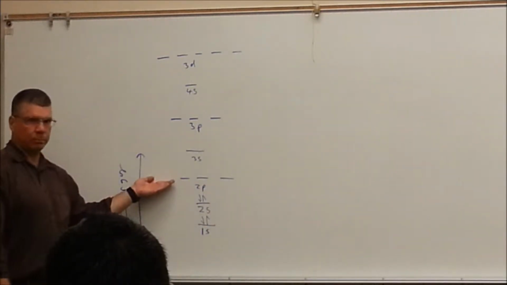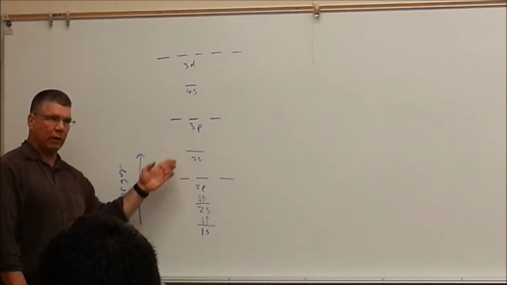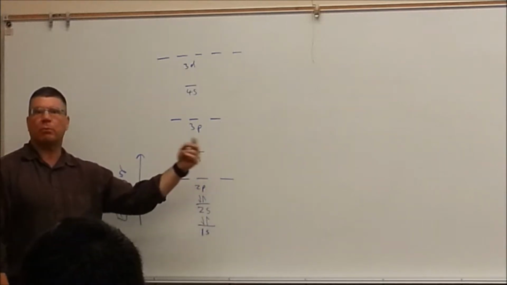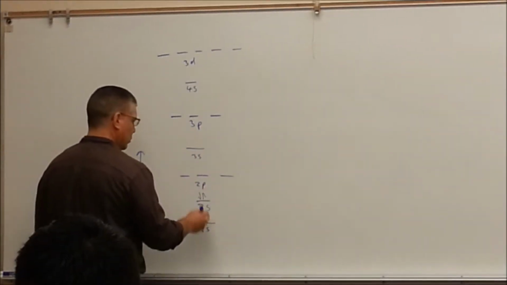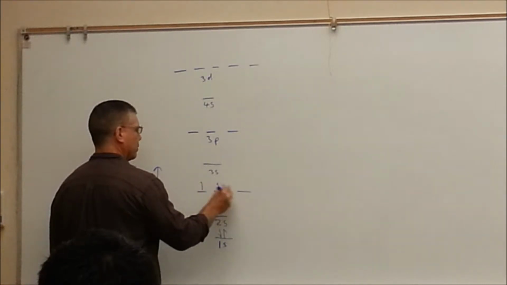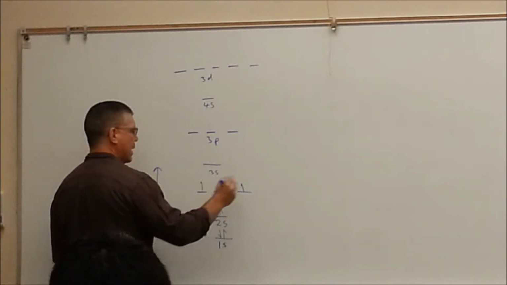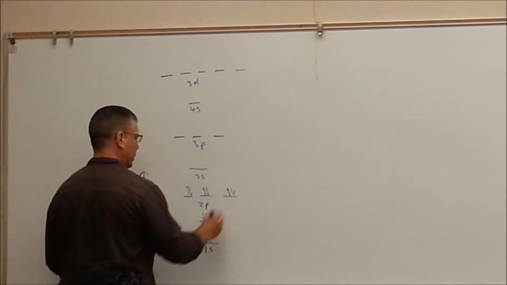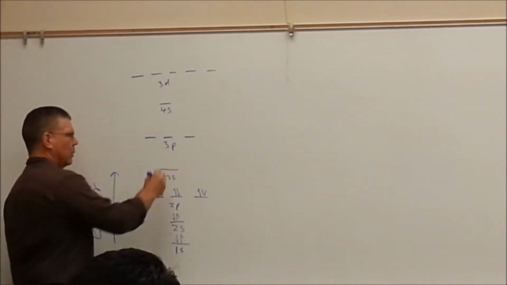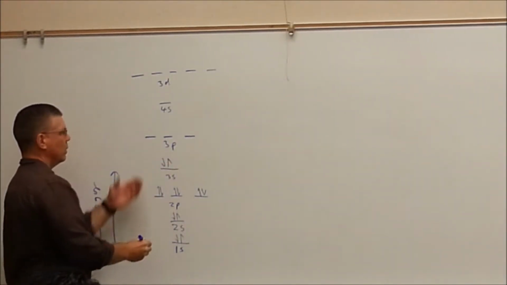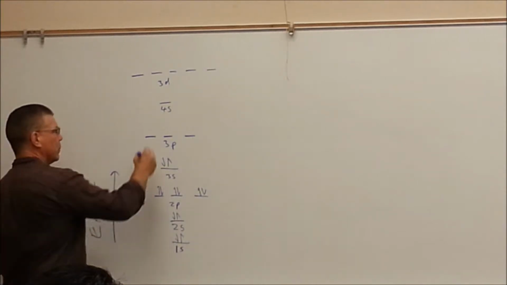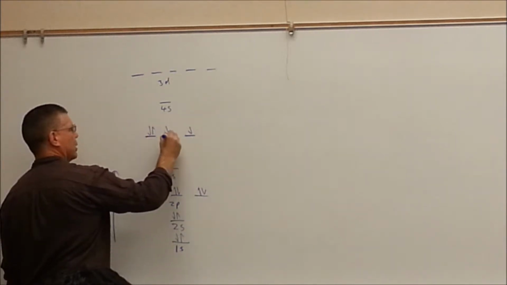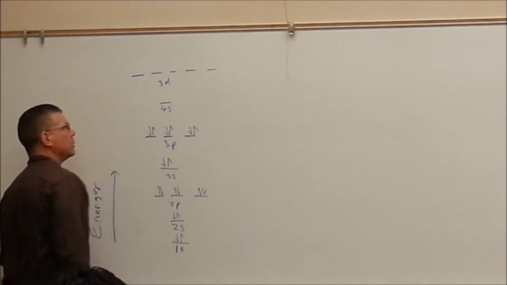Now, when we get to 2p, by Hund's rule, we have to put 1 electron in each of these first. And whichever way that first electron points, the other two have to point in the same direction. So 5, 6, 7. Now we start pairing them up, opposite. 8, 9, 10, 11, 12. Once more, Hund's rule. 13, 14, 15, 16, 17, 18.